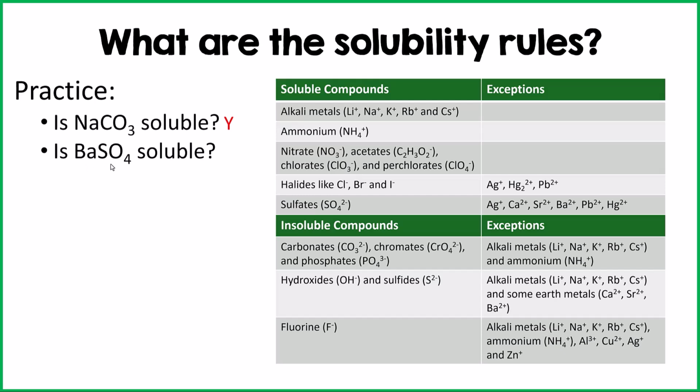Is barium sulfate soluble? Our first step here is to find our sulfates here. This is under a soluble compound, so sulfates are soluble unless they contain any of these elements. So barium sulfate, because it includes a barium ion, is not going to be soluble because this is an exception. Is strontium nitrate soluble? So we're going to find the nitrates here. They are soluble, no exceptions here, so strontium nitrate will be soluble.